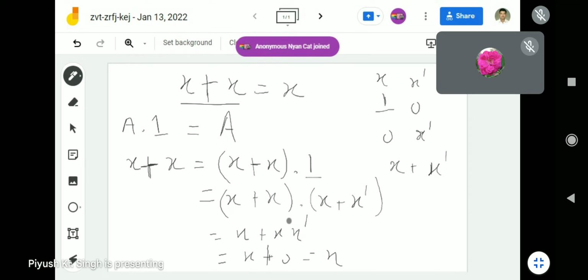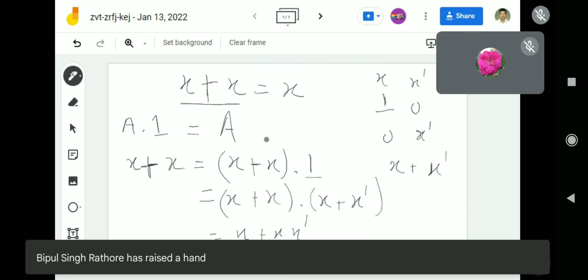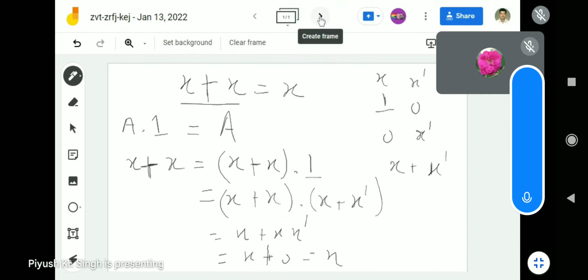This is not introducing anything new, it is a very simple thing. x plus x is equal to x, and by using the basic definition of the Boolean algebra we can show it, or there is another method, using the truth table, that is, by using all possible values of x. If x is equal to 0, then both x will be 0, or both x will be 1. So addition of 0 plus 0 will be 0, and 1 plus 1 will be 1. So both methods can be used.